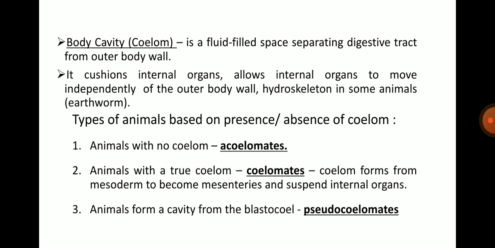While in the rest of the bilaterians, the body cavity present between the body wall and the gut is lined by a peritoneum, which is formed from the embryonic mesoderm, and this type of cavity is known as the true coelom, and the animals possessing it are known as eucoelomates.